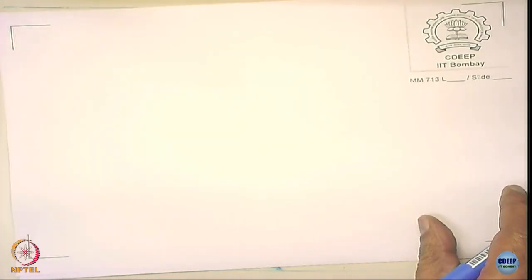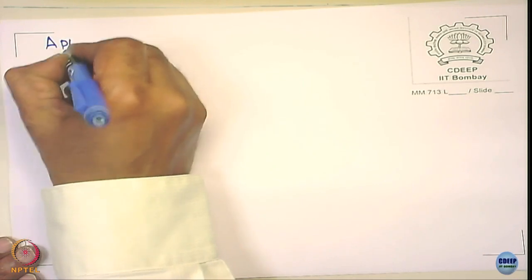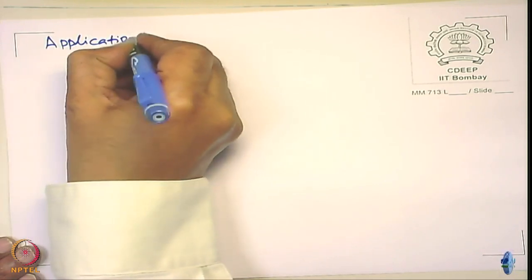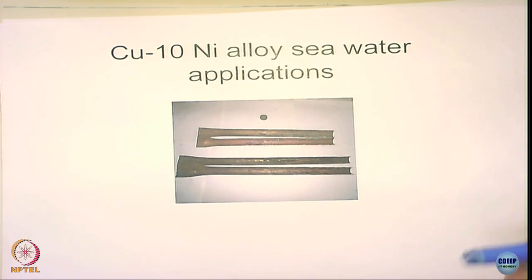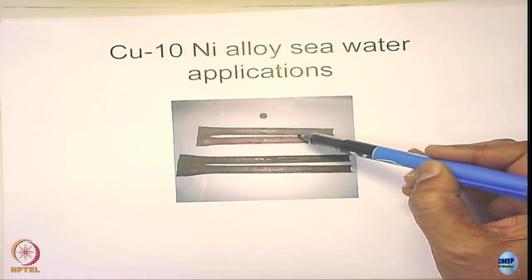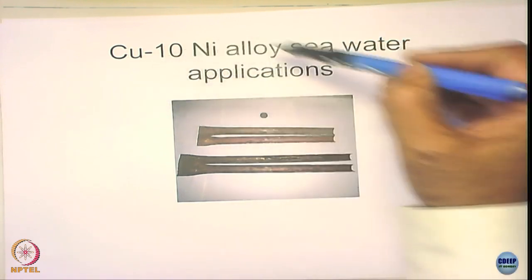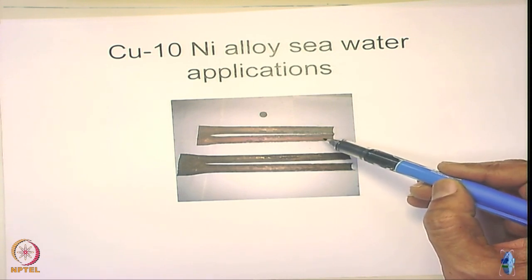Now, we have seen these things, so what does it really mean in practical applications? Where are these problems? I am not sure to what extent you are able to see this picture here. You see this black coloration here, a greenish black color actually. This is a copper nickel alloy in a seawater application in one of the refineries located in Mumbai. It is about a couple of years old.